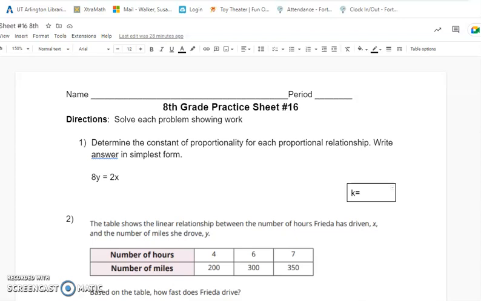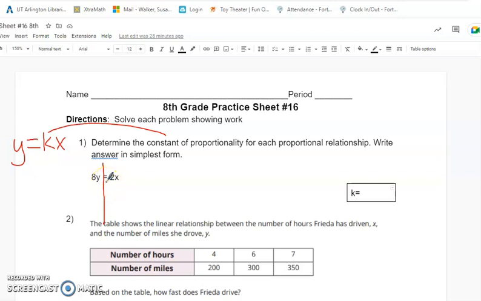Guys, we are working on practice sheet 16. So number 1 says determine the constant of proportionality for each proportional relationship. Remember, when we have an equation, we want it in this form. Okay? That's how we want it. We want y by itself, and whatever is in front of the x is k, which is your constant of proportionality.